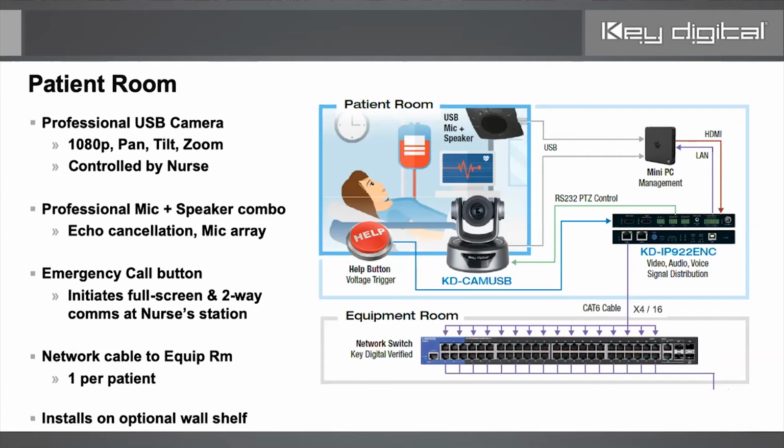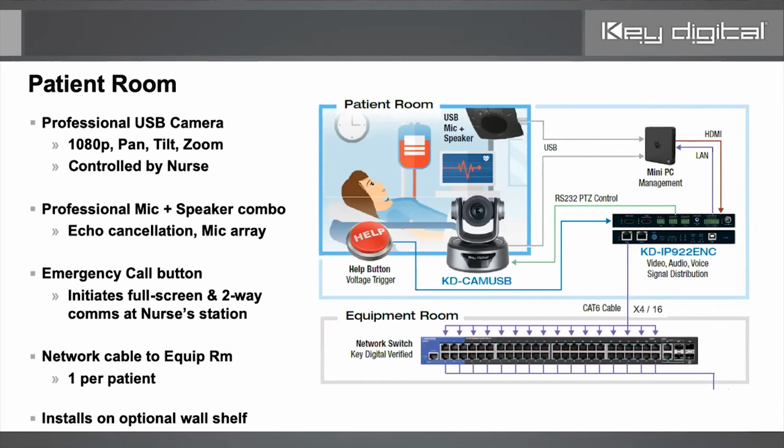But the IP92 encoder receives a trigger command from the help button, which gets routed through the AV over IP system and then produces a response at the nurse's station that says, you know, patient 2, press the help button. So they'll see a big red frame go over that person's room.